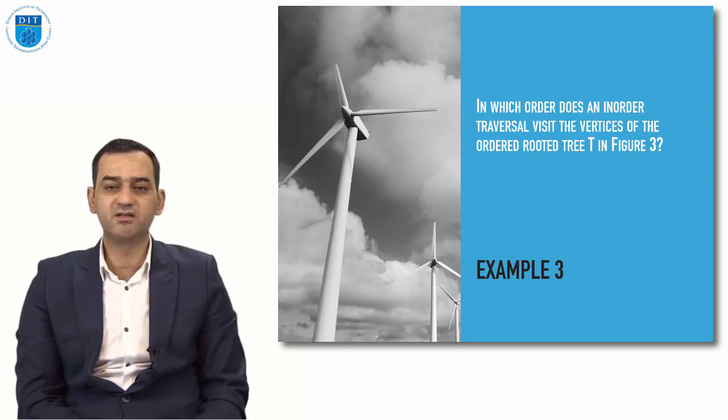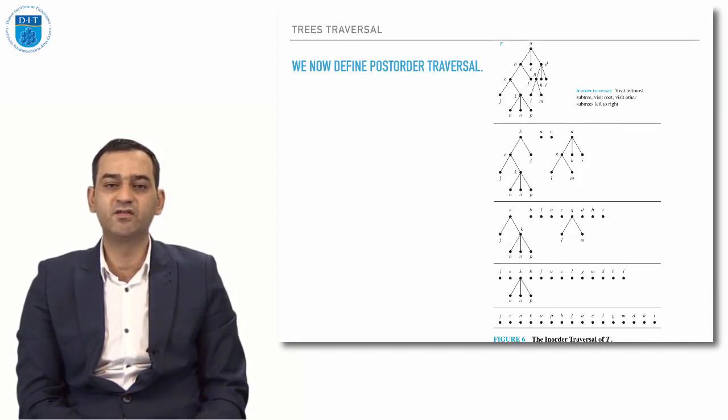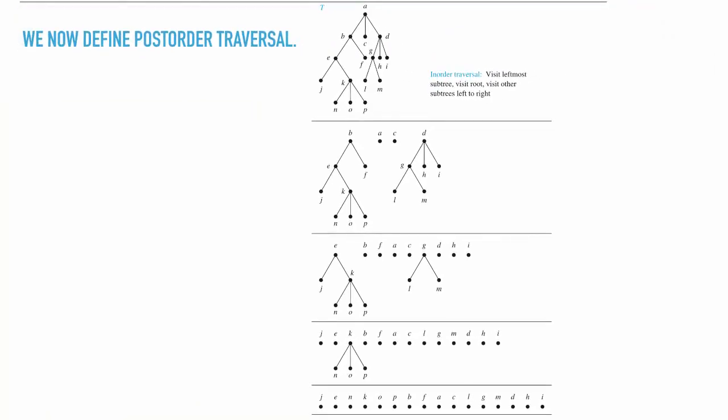In which order does an in-order traversal visit the vertices of the ordered rooted tree T in Figure 3? The steps of the in-order traversal of the ordered rooted tree T are shown in Figure 6. The in-order traversal begins with an in-order traversal of the subtree with root B, then the root A. Then we have the in-order listing of the subtree with root C, which is just C, and then the in-order listing of the subtree with root D.